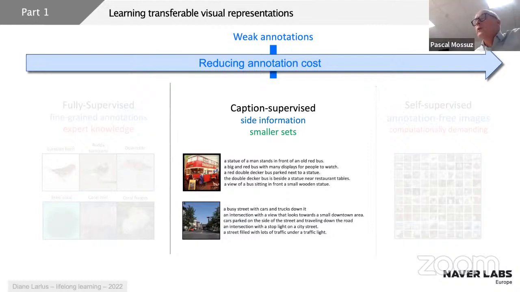Okay, thank you. We have another question from Solano Todeschi. Can we consider deep reinforcement learning as a type of lifelong learning?